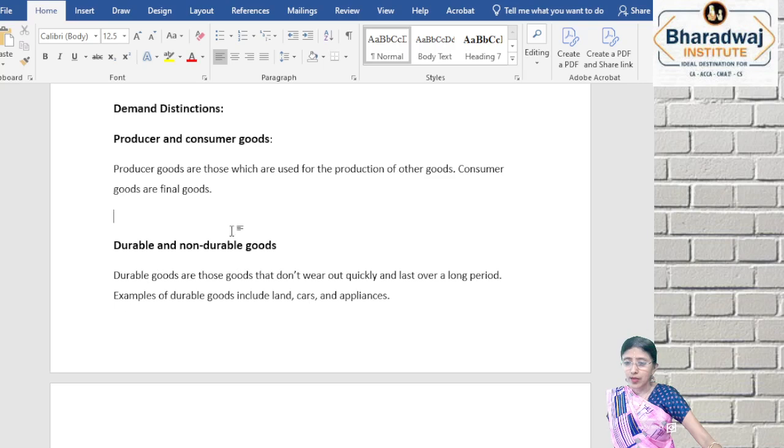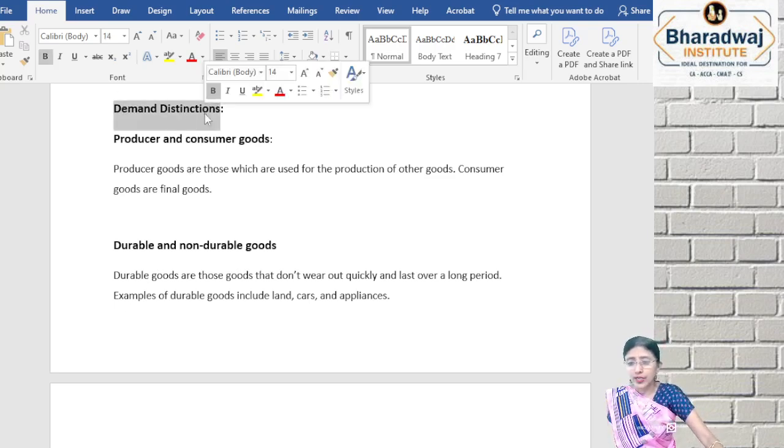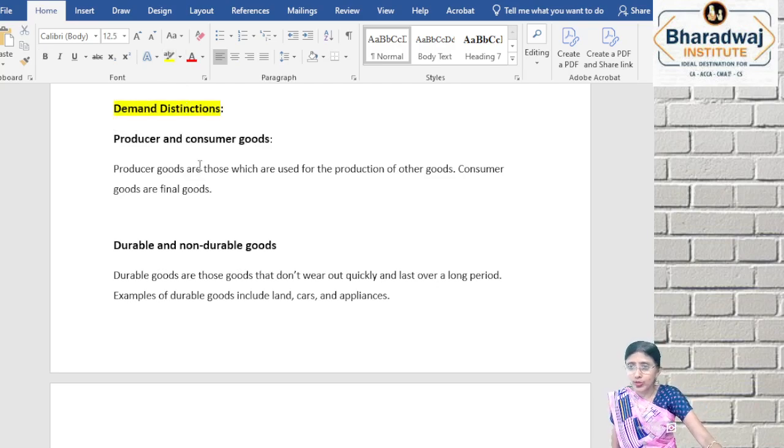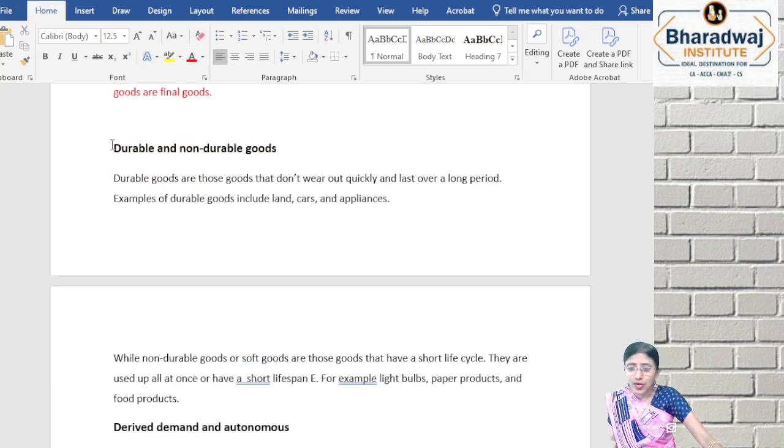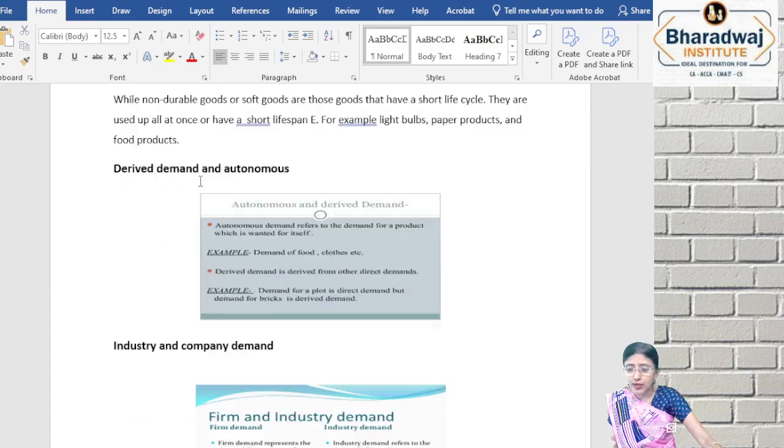What is the difference between producer goods and consumer goods? You know, isn't it? Very easy. Producer goods are capital goods. Consumer goods are final goods. Durable goods are those which you can keep for a long time. Non-durable goods are perishable, isn't it?